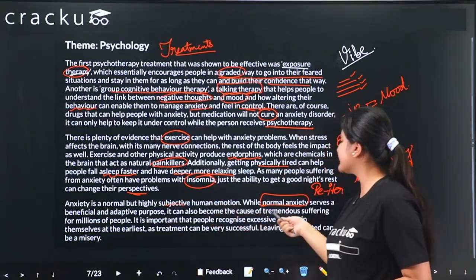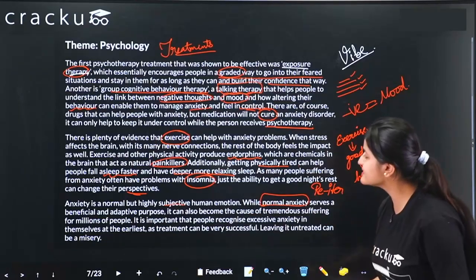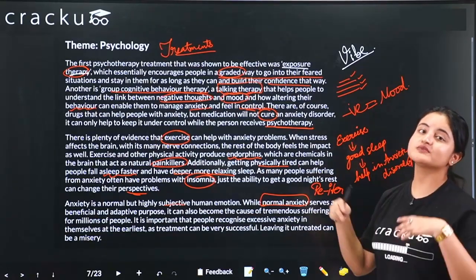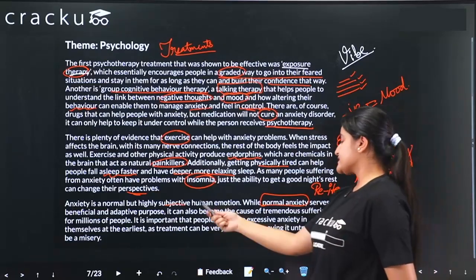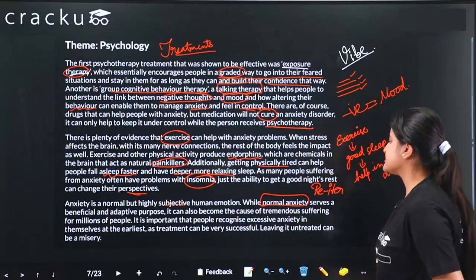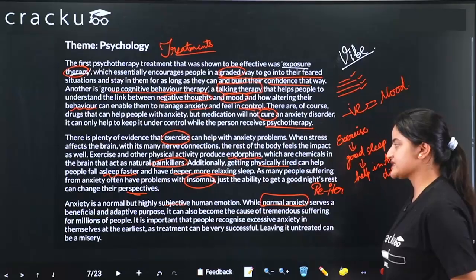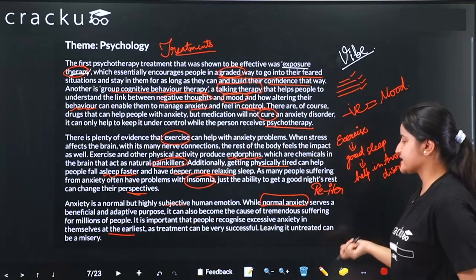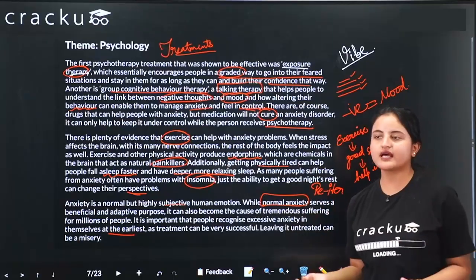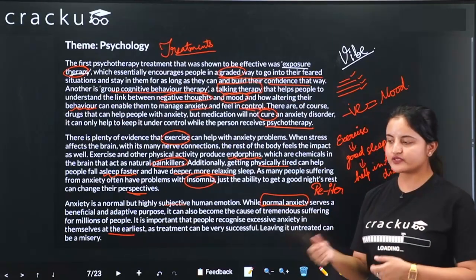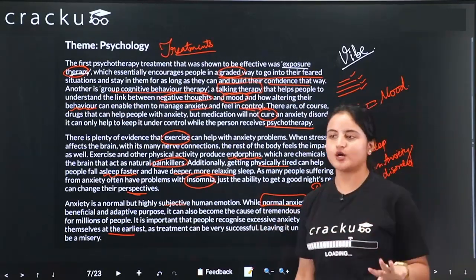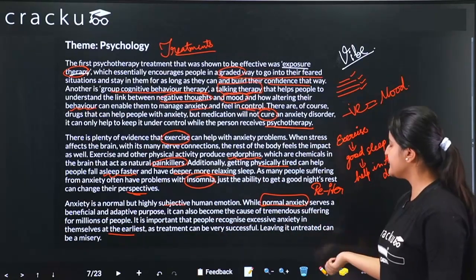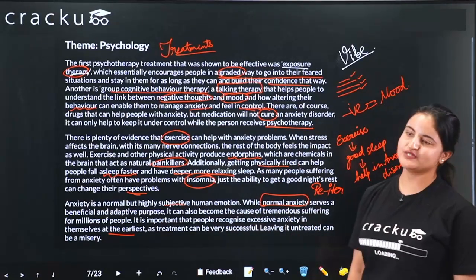It can also become the cause of tremendous suffering for millions of people. How? When it becomes like a disorder. It is important that people recognize excessive anxiety in themselves at the earliest, as treatment can be very successful. So when you can recognize excessive anxiety, when you can differentiate that, okay, this is not normal, then the treatment can be successful. Leaving it untreated can be a misery.